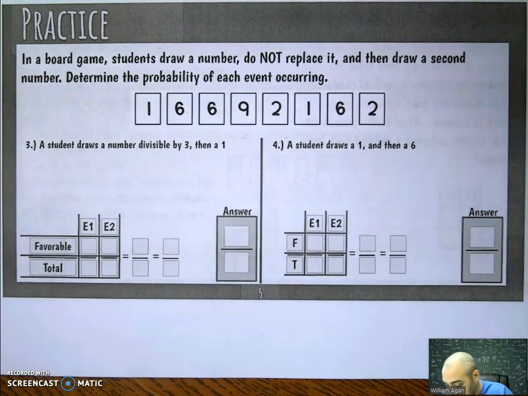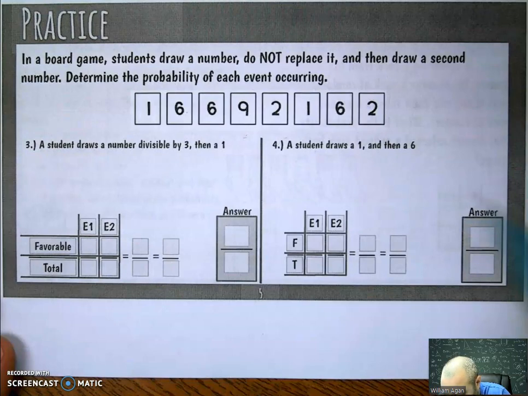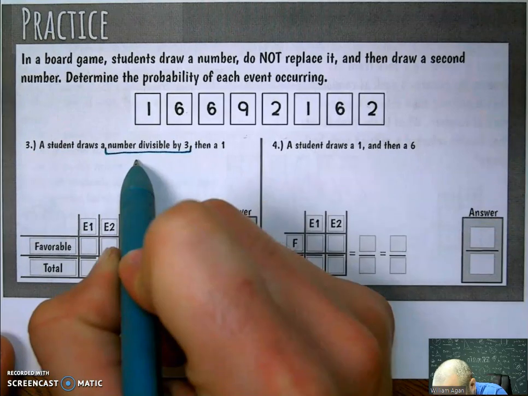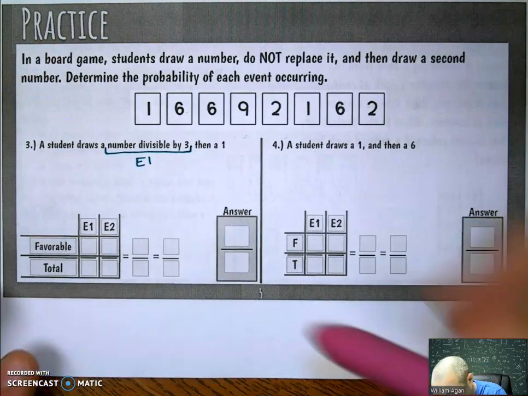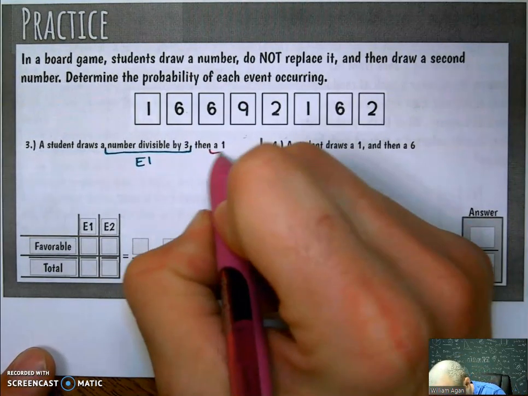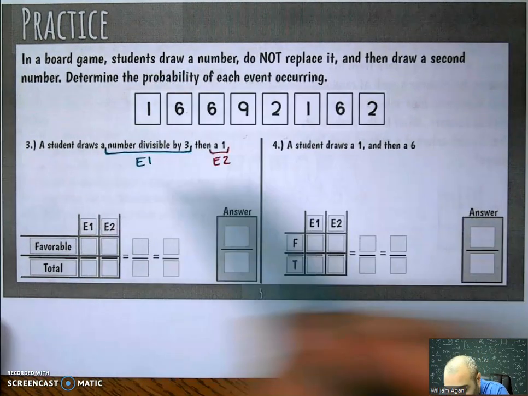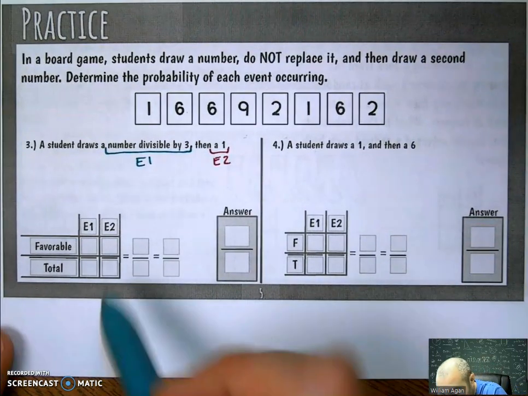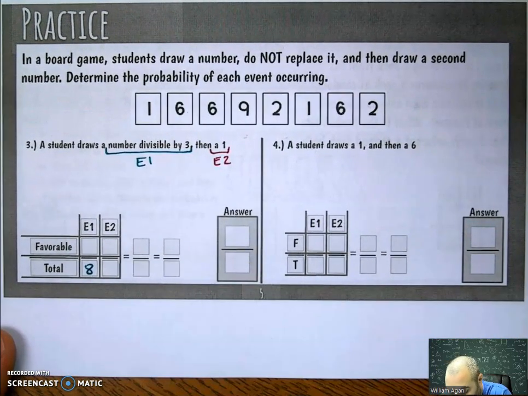Okay, so now let's look at this. How many events do we have in the first problem? Student draws a number divisible by 3, then a 1. Okay, we have 2 events. A number divisible by 3, that is event number 1. And then a 1, that is event 2. So we're starting all over with this. We put the cards back from practice problems number 1 and 2. So we have 1, 2, 3, 4, 5, 6, 7, 8 total for event number 1.